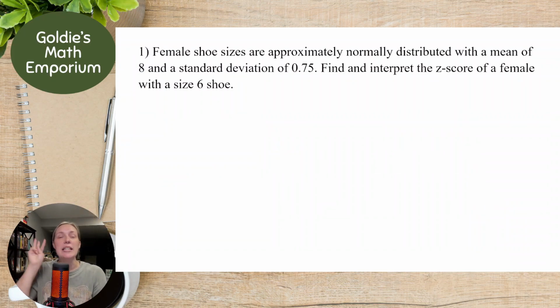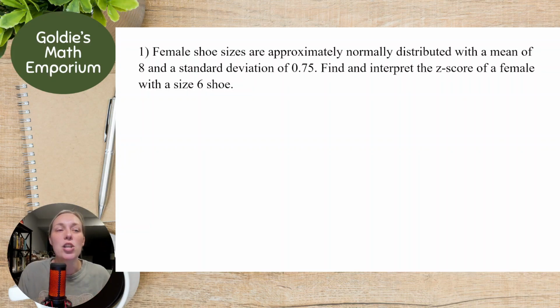So let's look at, I think I have 3 examples here. We're going to look at just finding and interpreting z-scores before we take z-scores and apply them to our normal distributions, okay? So for number 1, female shoe sizes are approximately normally distributed with a mean of 8 and a standard deviation of 0.75. Find and interpret the z-score of a female with a size 6 shoe.